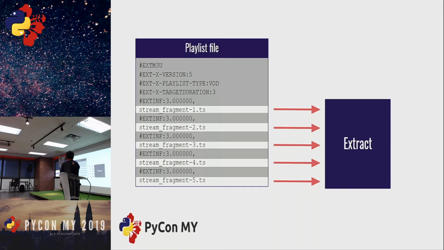So we're going to extract this file. We're going to read the playlist. We're going to filter out which ones are playable streaming media, and I'm going to stitch them. But first we have to read it, right? And with Python it's very easy.